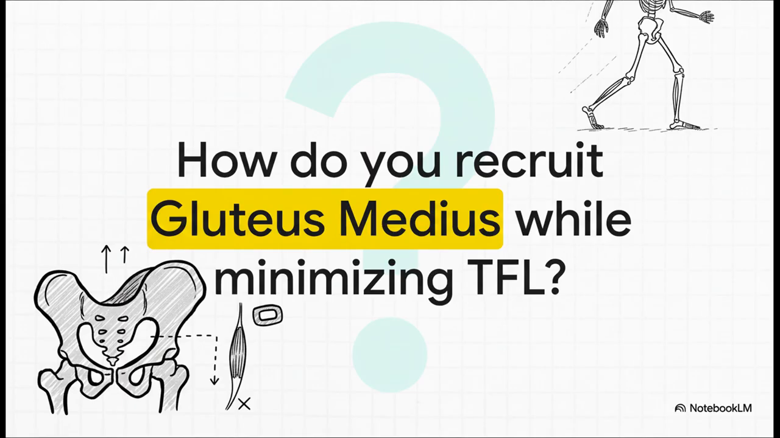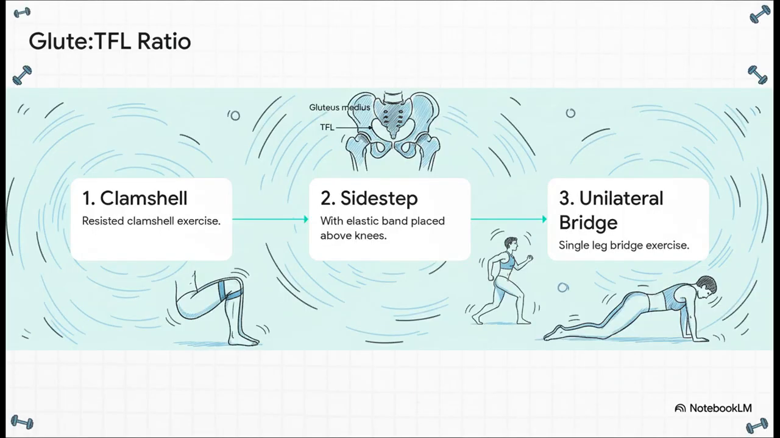But what do we see all the time? Patients just totally overusing their TFL, the tensor fasciae latae. So the million-dollar question is, how do we pick exercises that really fire up the glute medius while telling the TFL to just chill out? Well, lucky for us, we have some really strong evidence to guide us here. There's a landmark EMG study by Selkowitz from 2013 that did the work for us.